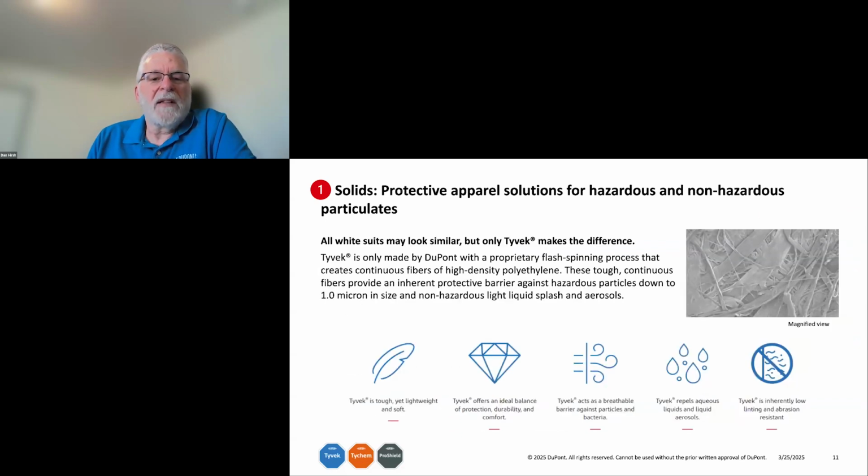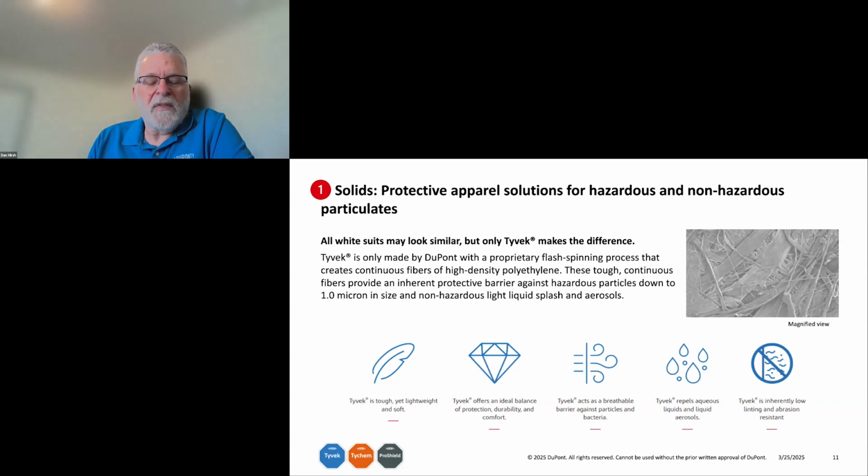So let's talk about Tyvek and what it is. All white suits might look similar, but Tyvek makes the difference. Tyvek is made only by DuPont with a proprietary flash spinning process that creates continuous fibers of high density polyethylene. These fibers are randomly distributed and they're non-directional. So what this does is it creates a tough, continuous, inherent protective barrier, again, down to particle size of 1 micron, and it also protects against light liquid aerosols.